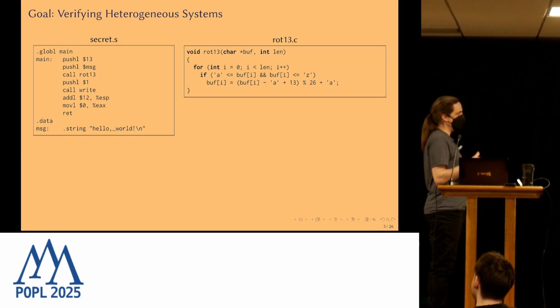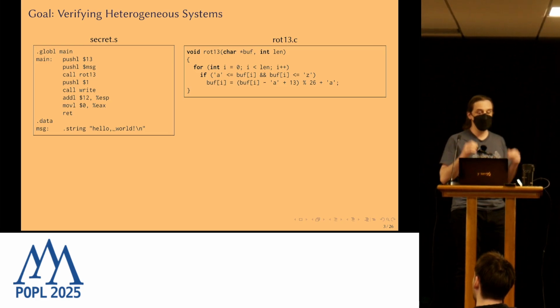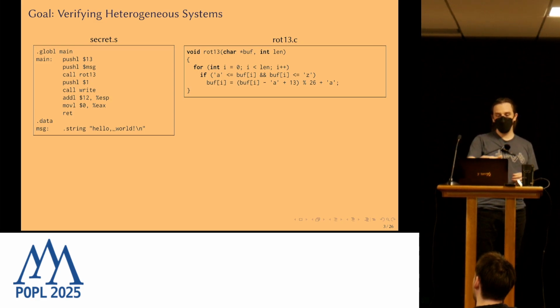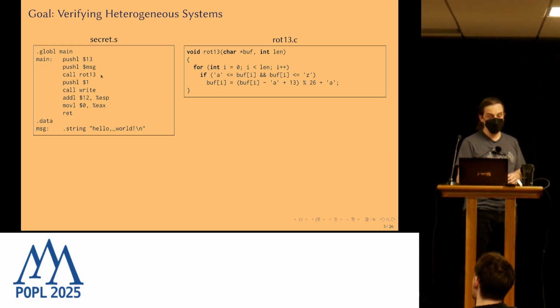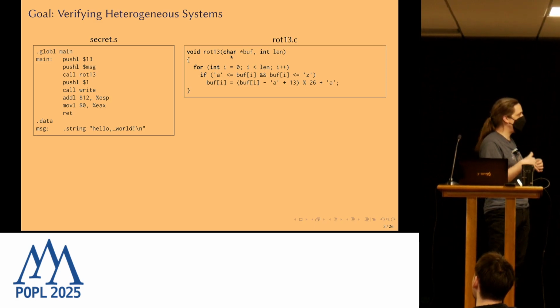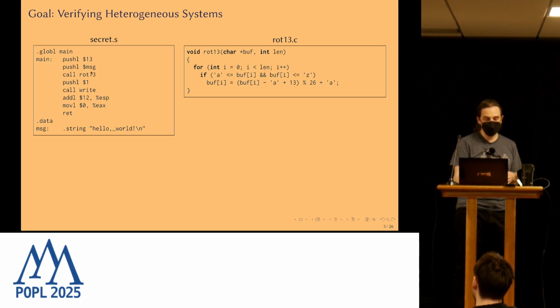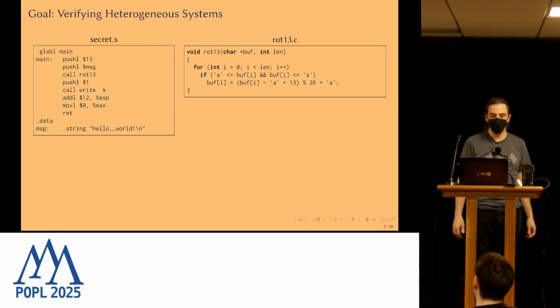Here's a fairly simple program built out of two modules. One is written in assembly. It has some kind of hello world message in here. Then at some point it's going to call into this C library file that applies a ROT13 transformation to the message. Then it's going to invoke the right system call to display the message on the standard output.